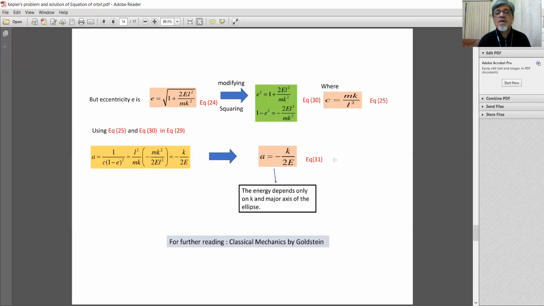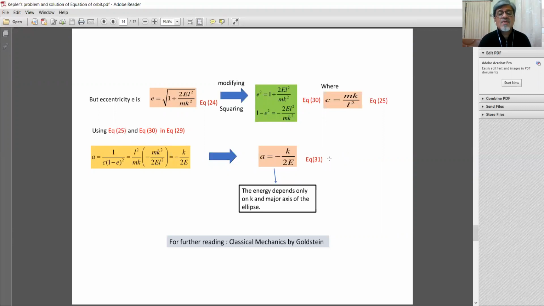We know that C is equal to mk divided by L square by equation number 25. So now using 25 and equation 30 in equation 29, a is equal to 1 divided by C, 1 minus e whole square, equal to L square divided by mk, minus mk square divided by 2EL square. And if you try to cancel out the numerator and denominator, ultimately we'll find that a is equal to minus k divided by 2E. So equation number 31 represents that a is equal to minus k divided by 2E.